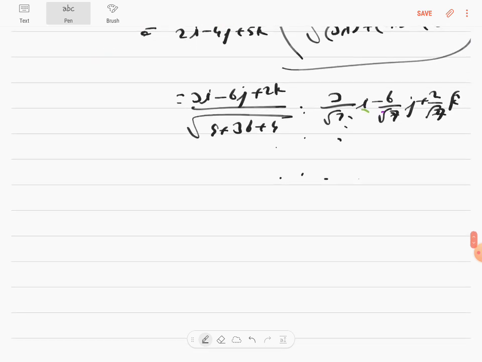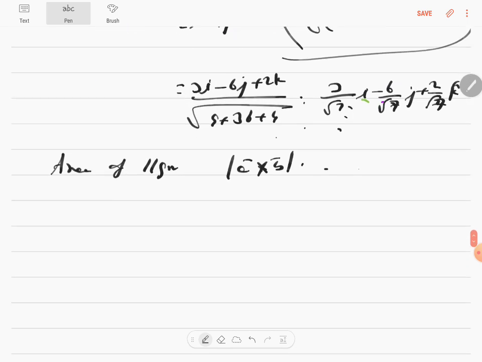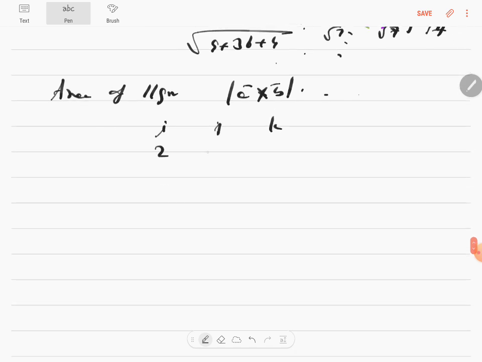So let's go to the next sum. Now it's not over. Find the area of the parallelogram. Area of the parallelogram, the formula is magnitude of a cross b. When you have a and b given, you just have to cross it. So let's cross it. i, j, k, with 2, minus 4, 5 and 1, minus 2 and minus 3.